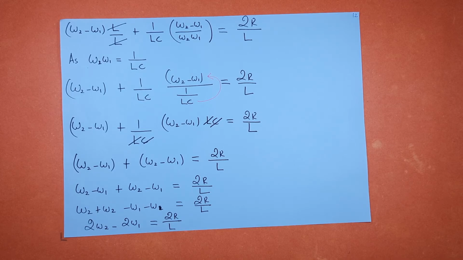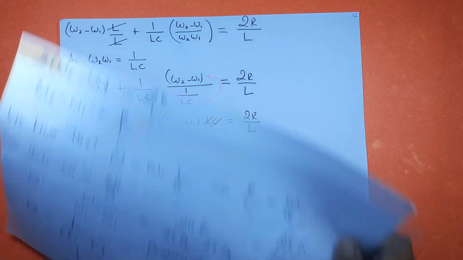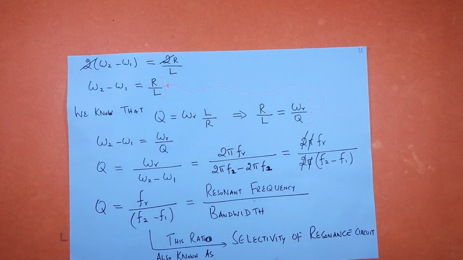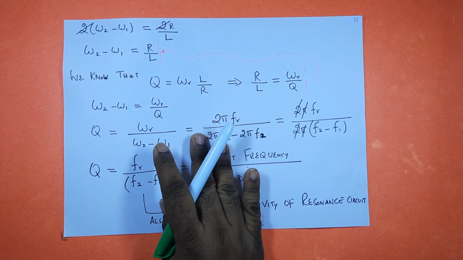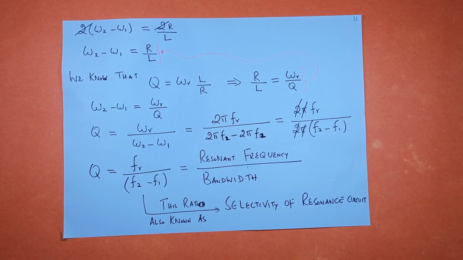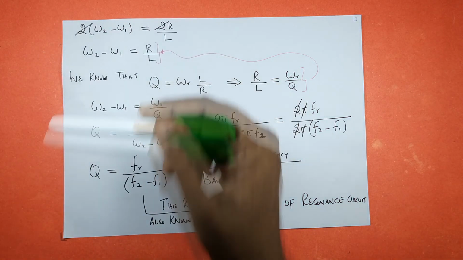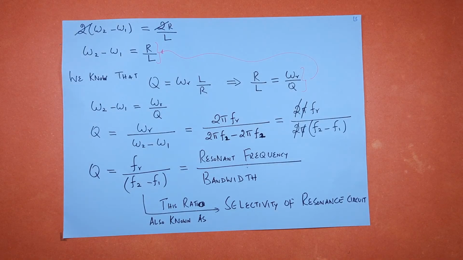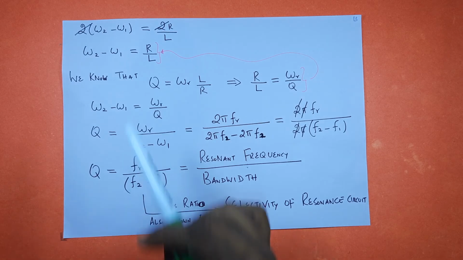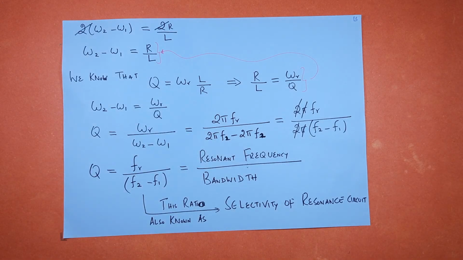equal to 2R by L. So next, 2 is common, take it outside. 2 of (omega 2 minus omega 1) equal to 2R divided by L. So these two get cancelled. So you can write omega 2 minus omega 1 equal to R by L.